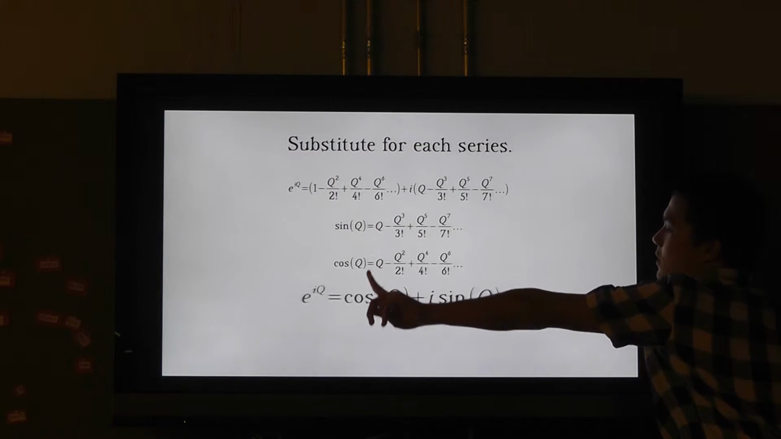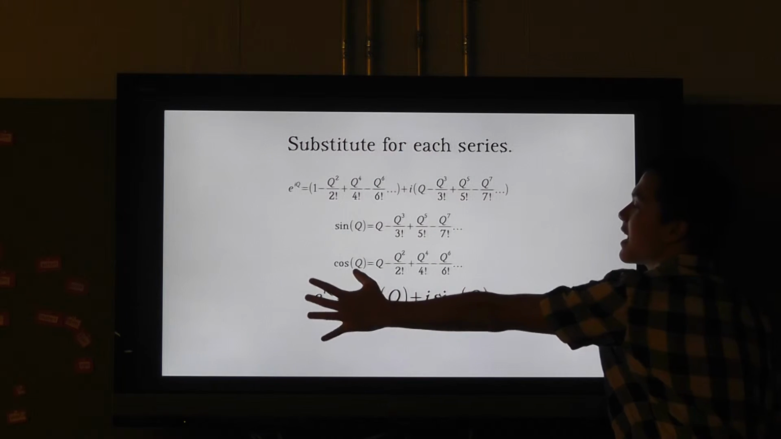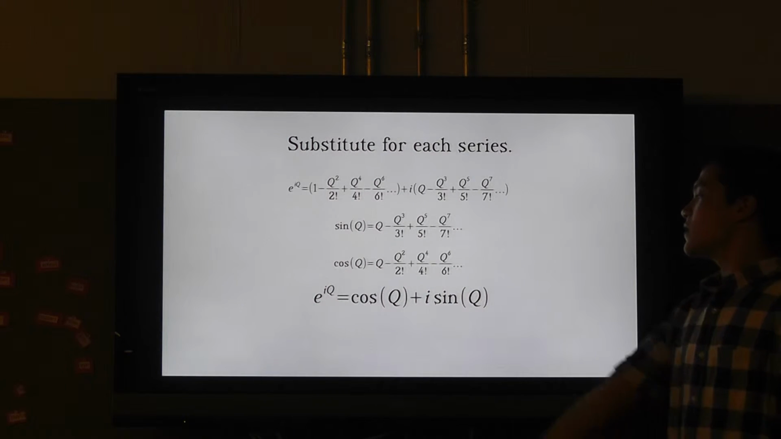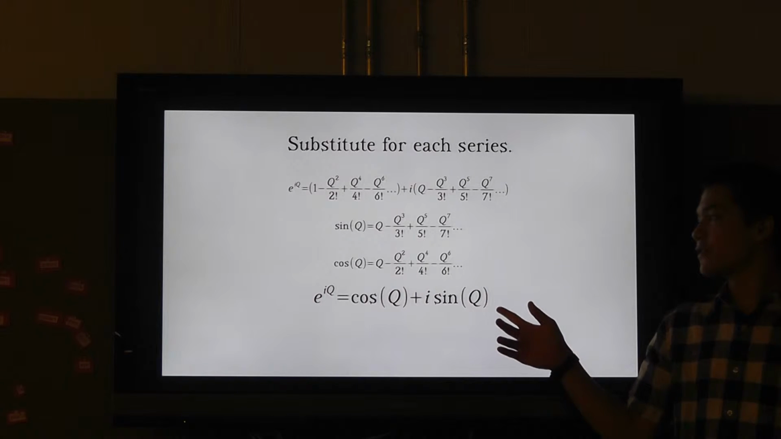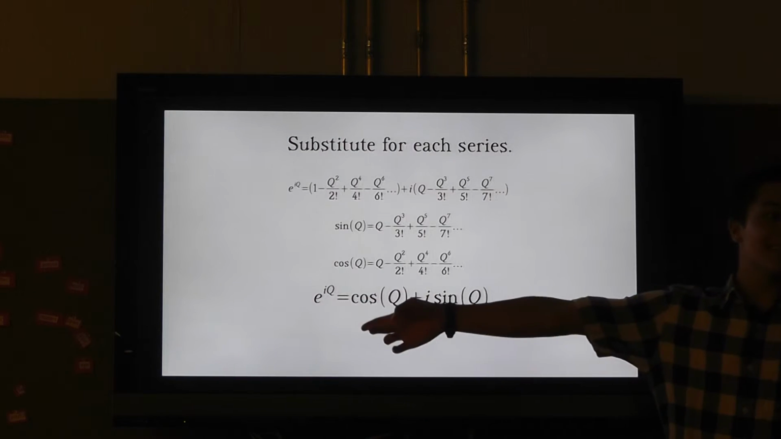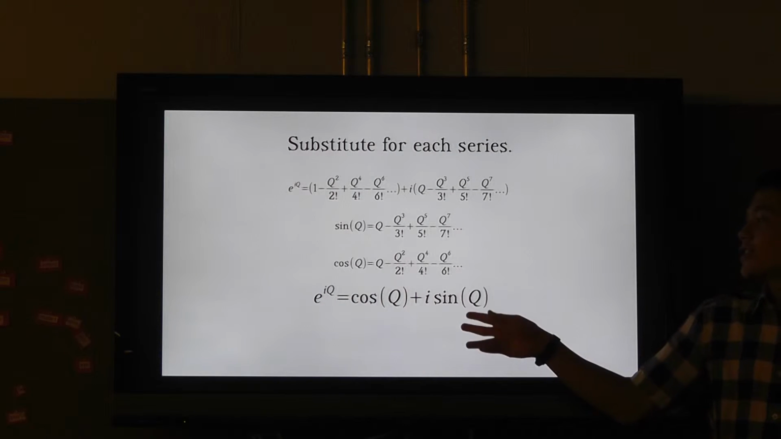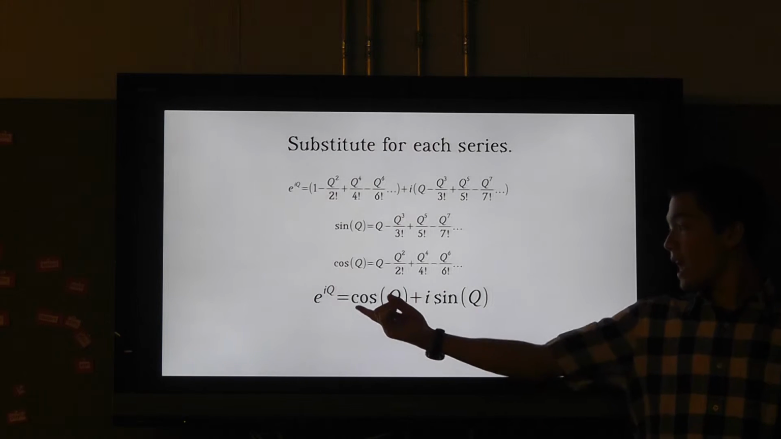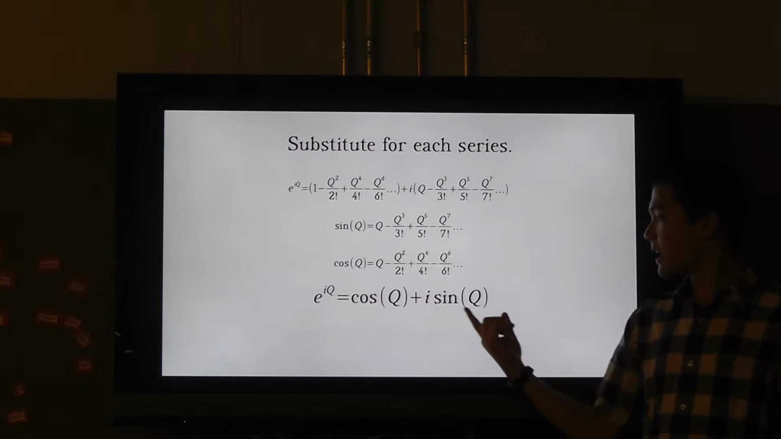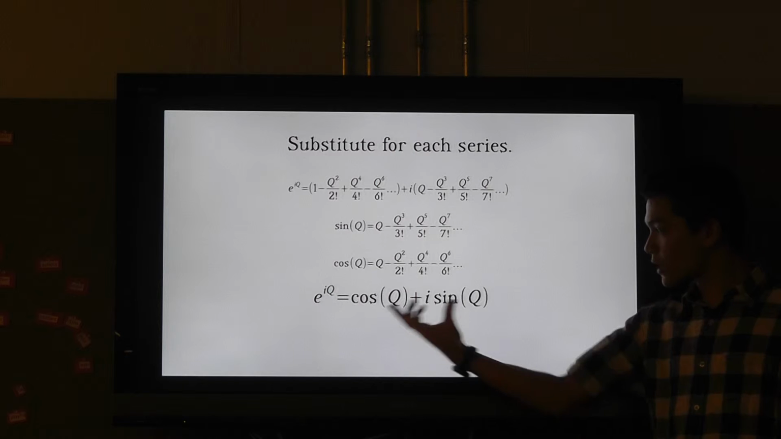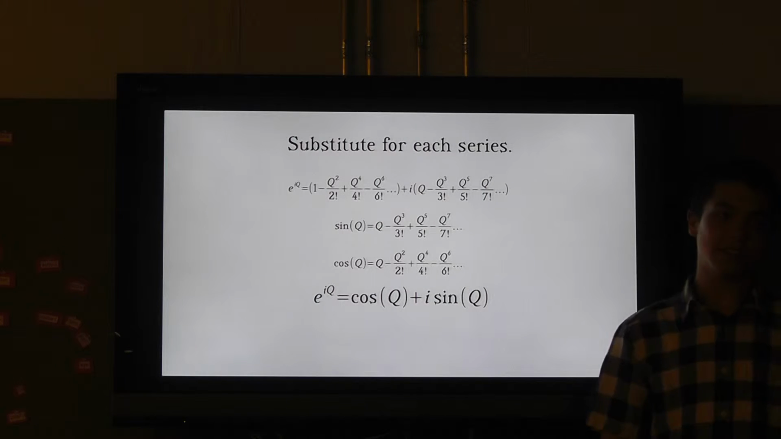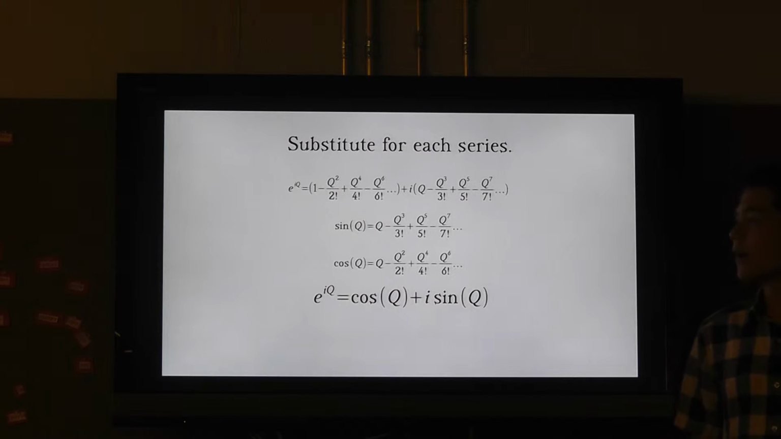Next thing. So then you just replace these, and you get e to the iq equals cosine of q plus i sine of q. That is, if you raise e to an imaginary power, you get cosine of q plus i sine of q. You get the trigonometric functions, and in fact, that's just the identity that we got back when we were looking at those polar forms of complex numbers.